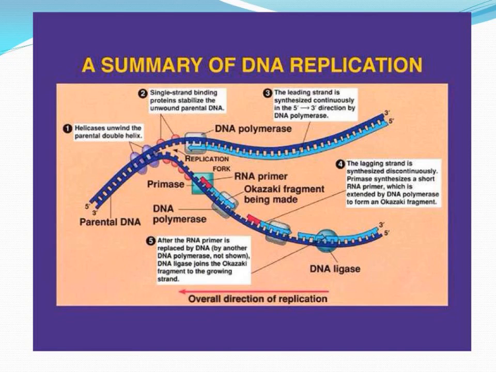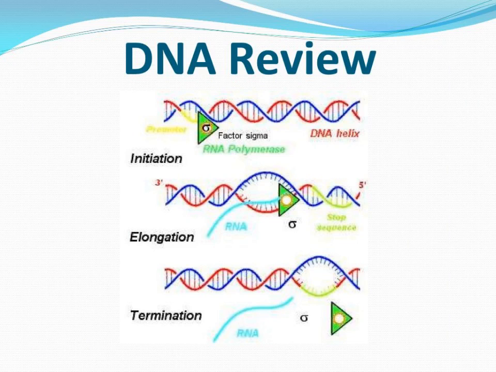And then just another quick summary of replication. So this is the overall direction; if you notice down here, it is moving this way. The direction is going to move in the way that it's unzipping. And then here's your helicase, here's your replication fork. You see all these different things. So your primer, your fragment, your DNA polymerase, your ligase, all of those important things are all on this picture. And then just a quick review. We have initiation, where it starts, elongation, when it's forming, and then termination.